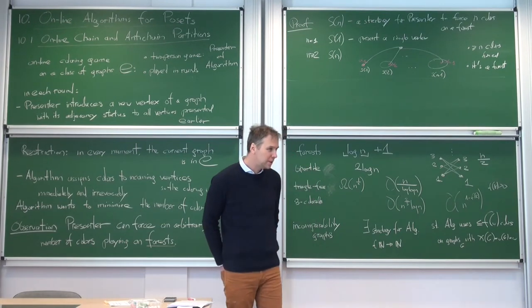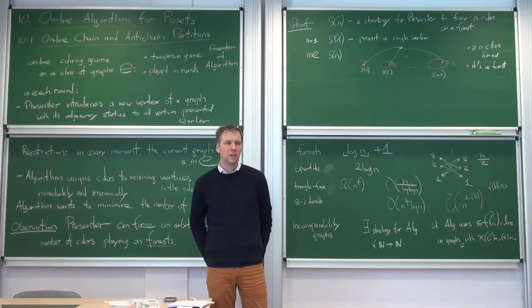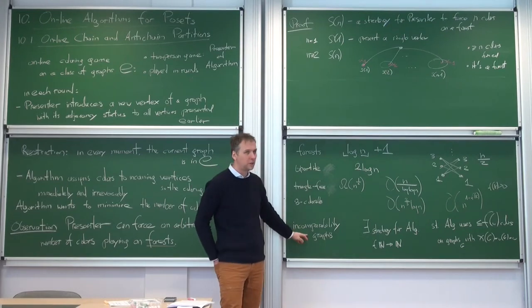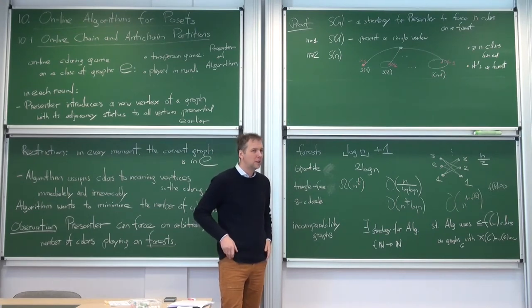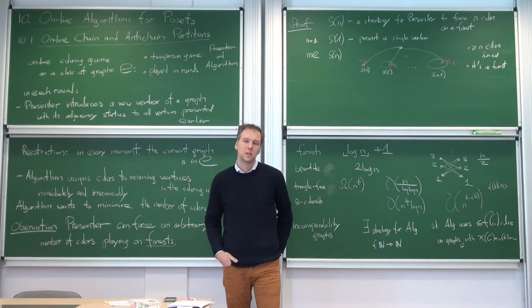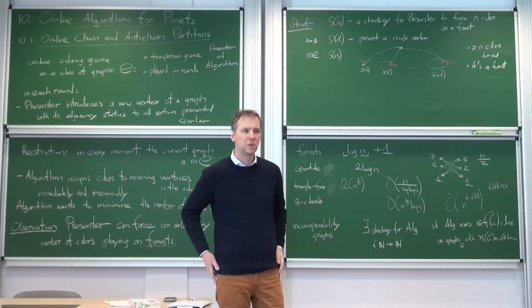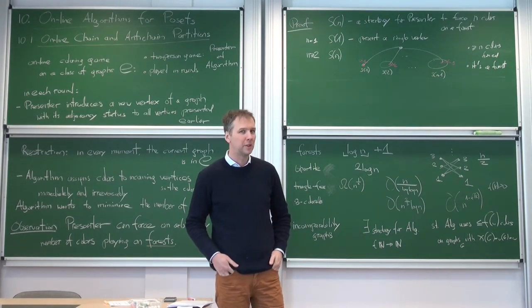Yeah, when a poset is given, it is only easier for the algorithm. The algorithm has more information than in the incomparability graph. In the incomparability graph, it just knows if something is comparable or incomparable. In the poset, you actually know the direction of comparability sometimes. So you can always use this strategy here, but it's actually more information, so you would expect better results, right?